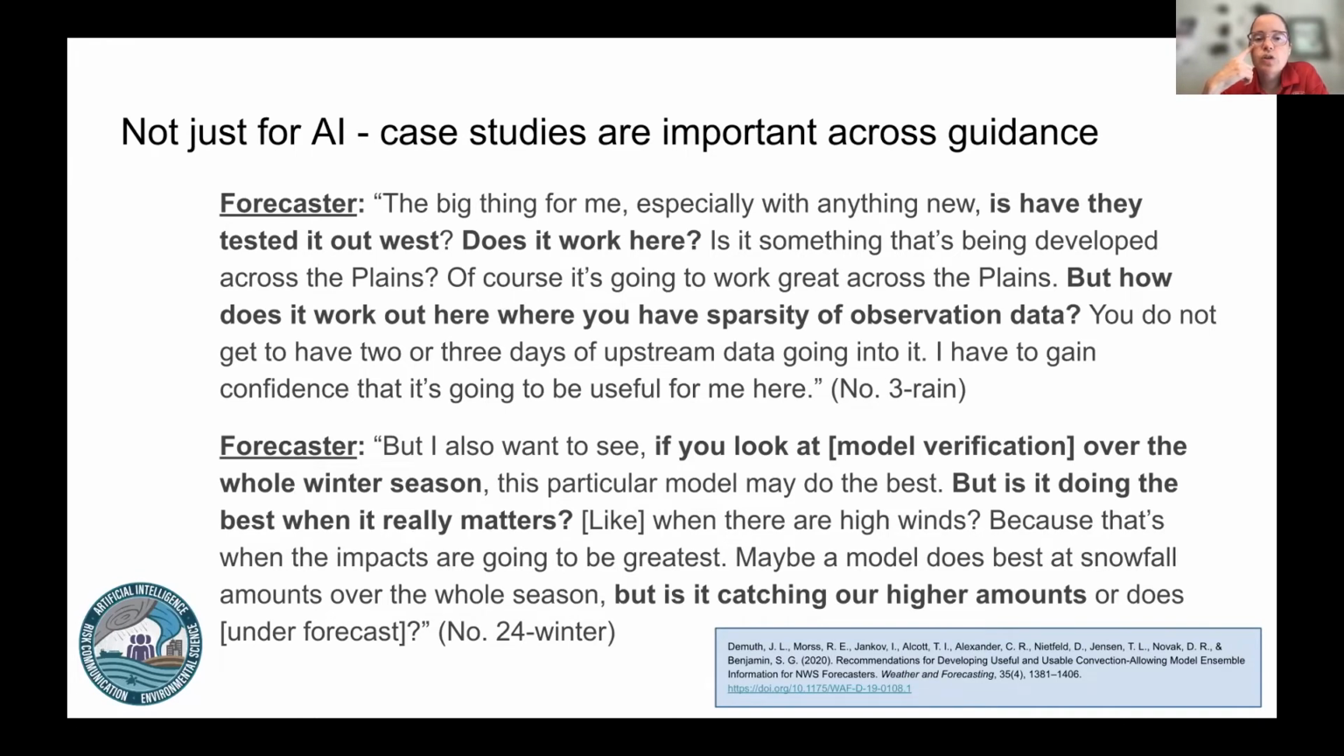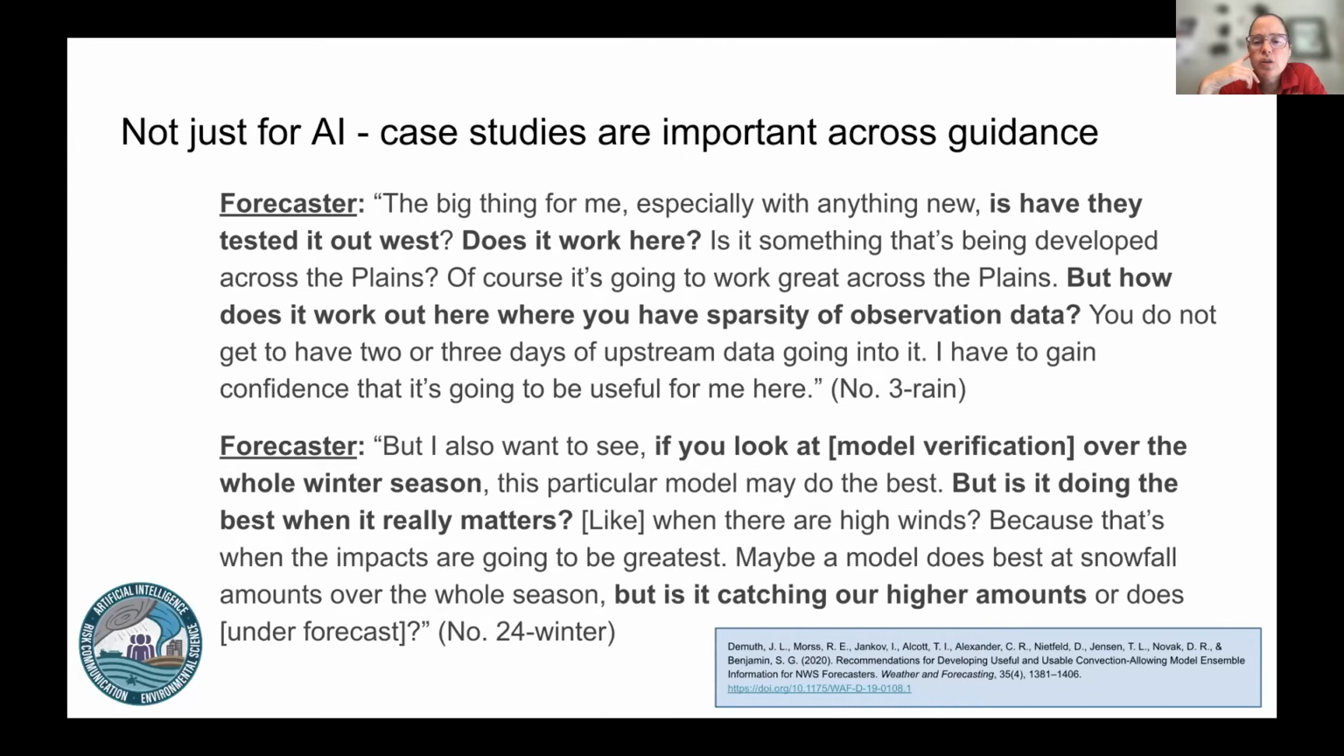Where the 2 forecaster quotes, the thing for me, especially with anything new, is have they tested it out west? Does it work out here? Right? They don't care if it's an NWP model or anything. They want case studies wanting to know if it's going to work in their area. How well does it work out here when you have a sparsity of observation data? You have to gain confidence it's going to be useful for me here. And that particular forecaster is looking at rain.